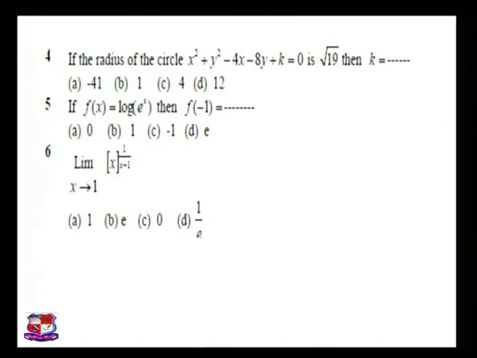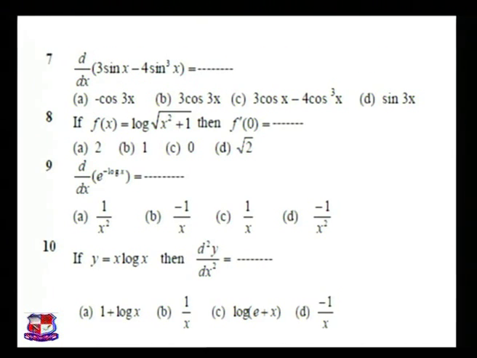Let us move to the seventh MCQ. The seventh one is from the differentiation side. The question is d by dx of 3 sin x minus 4 sin cube x, right? So we want to find the differentiation of 3 sin x minus 4 sin cube x with respect to x.